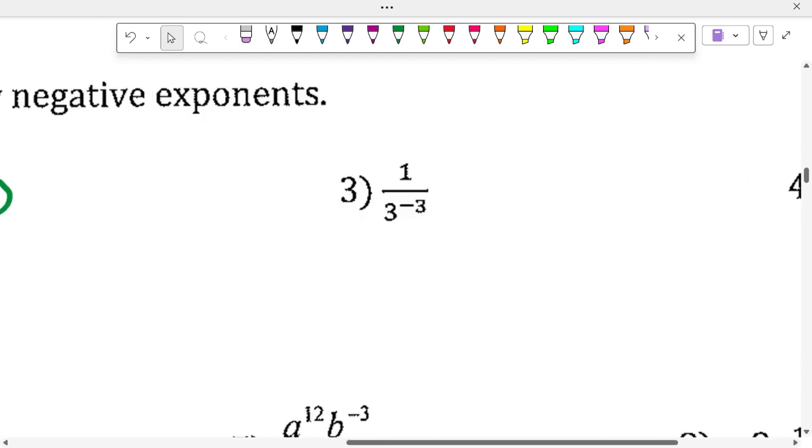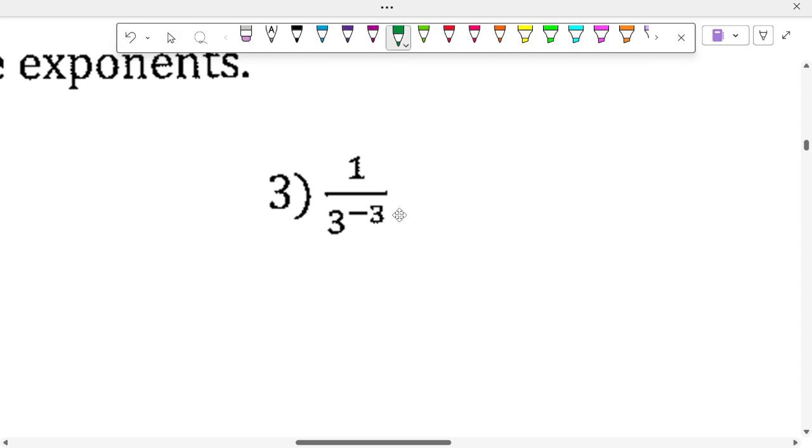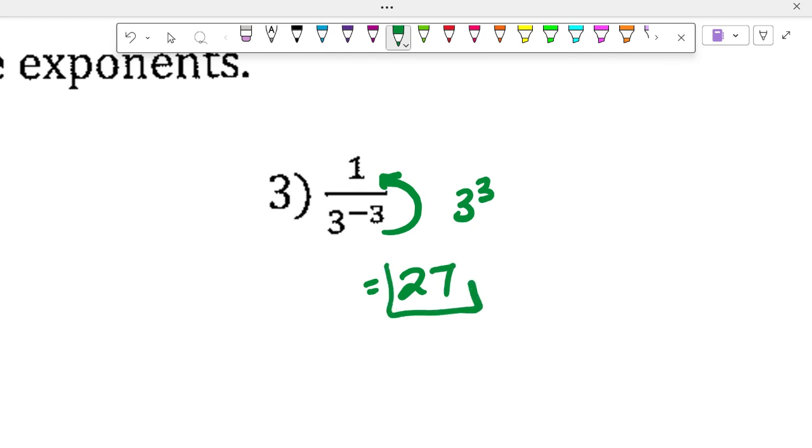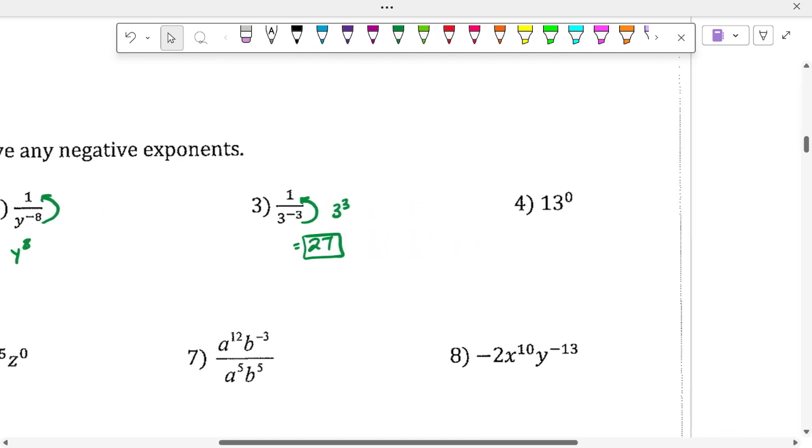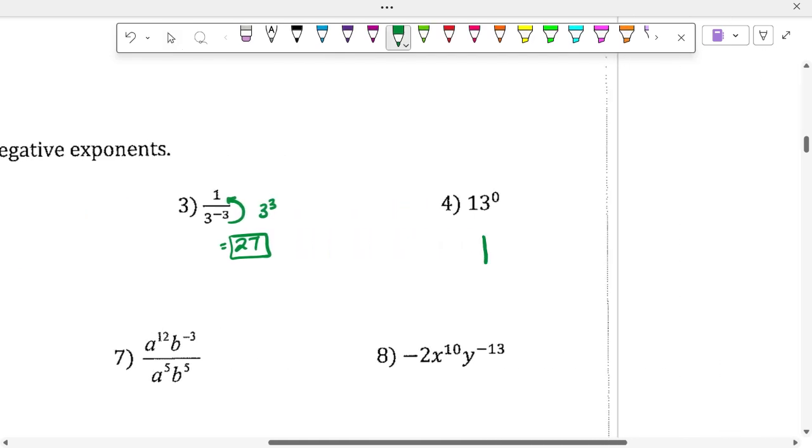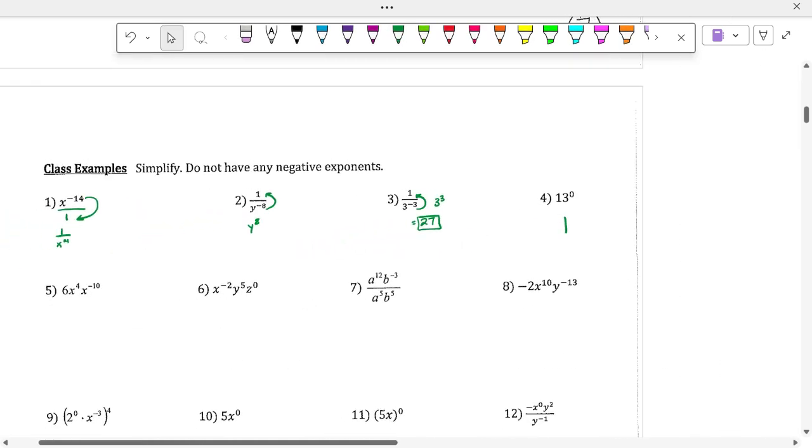What about 3? Positive 27. This will get moved to the numerator, so it's 3 cubed, which is 27. So my rule of thumb, guys, is if it's small enough that you can put it in your calculator and not get some outlandish number, make sure you evaluate the exponent. But if it's something huge, like 3 to the 77th power, just leave it like that. 4? 1. Anything raised to the 0 power, doesn't matter what it is, it's 1.